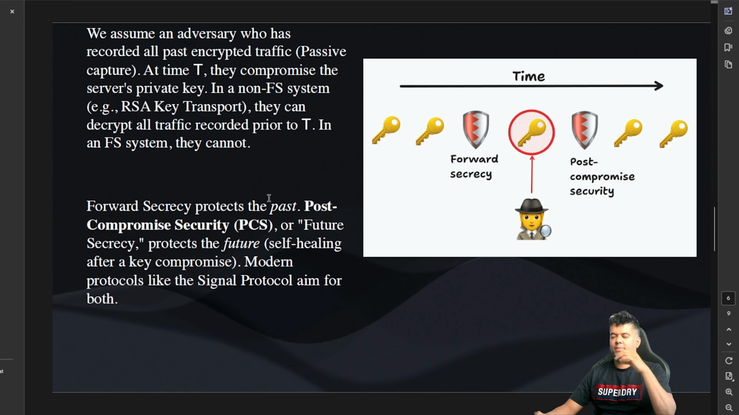So forward secrecy actually protects the past. Now it sounds like forward should protect the future, but it's not true. It actually protects the past. Now there's something else to protect the future chats, which is post-compromise security, which is what protects the future. That's like self-healing after a key has been compromised. Modern protocols like the Signal protocol aim for both forward secrecy and post-compromise secrecy.